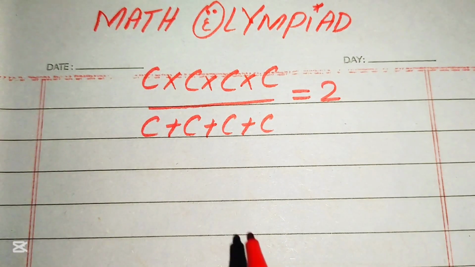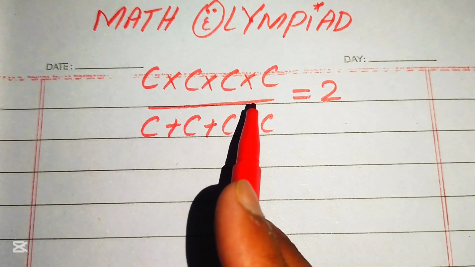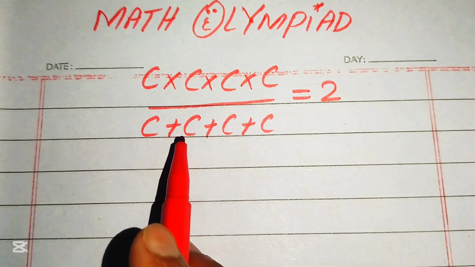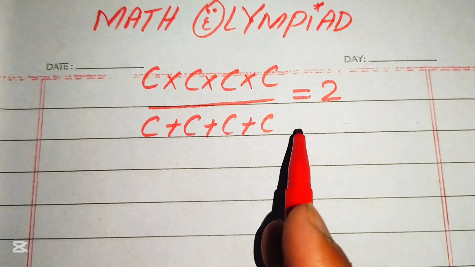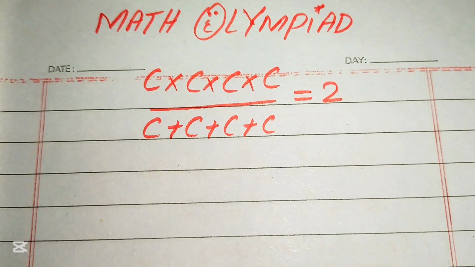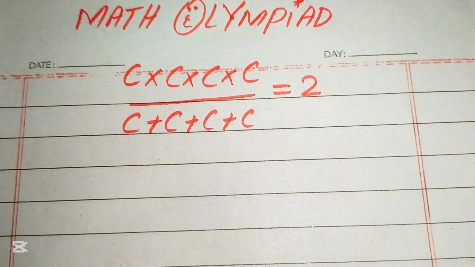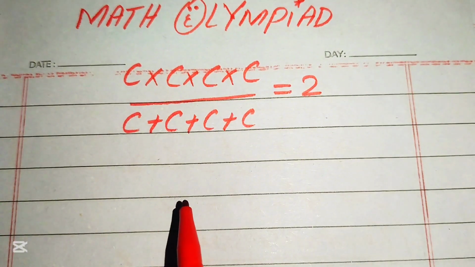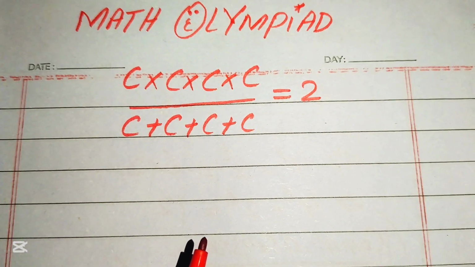So here we have c multiplied by c multiplied by c multiplied by c, divided by c plus c plus c, and this equation equals 2. Here we need to solve this problem for the values of c. First we will write this equation into the simplified form. After that we move forward to solve this problem for the values of c.